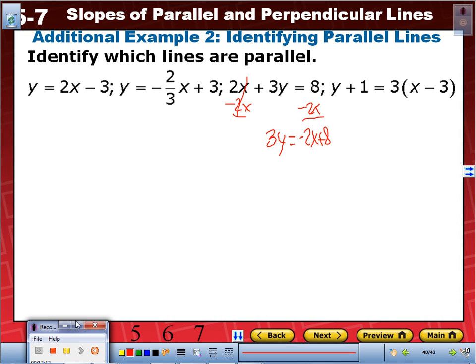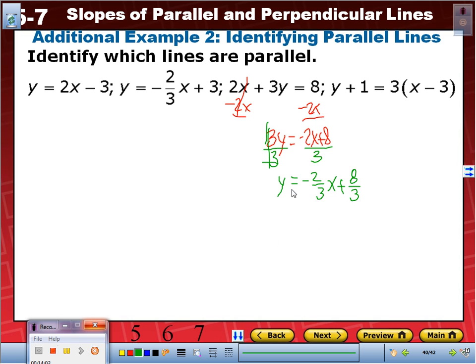All right. So are we done with solving for y? No. We need to divide by 3. We're left with y equals negative 2/3 x, plus, and I can leave the intercept in fraction form also, 8/3. Okay? So this one's solved for y.